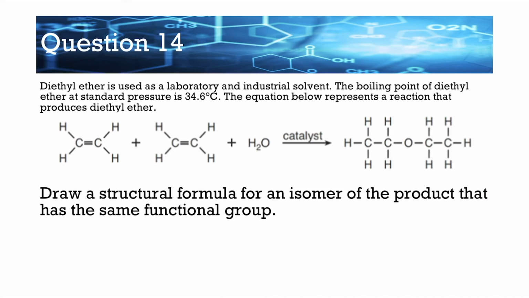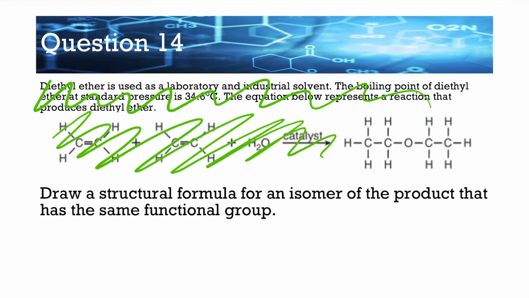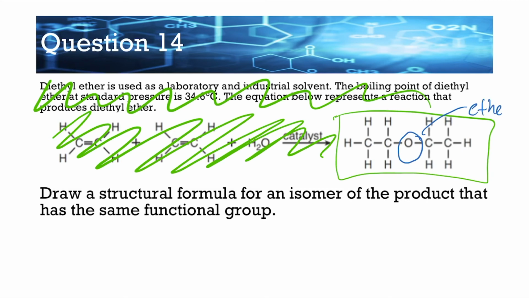Okay, number 14 gives you words that, okay, cool, no one cares. Draw a structural formula for an isomer of the product that has the same functional group. So we don't care about this either. We want to draw an isomer of this. And here we have this functional group, which is the ether, because you have 2 chains on either side of it. So when you want to draw an isomer of it, it would be easy to just take this and pop it over there.